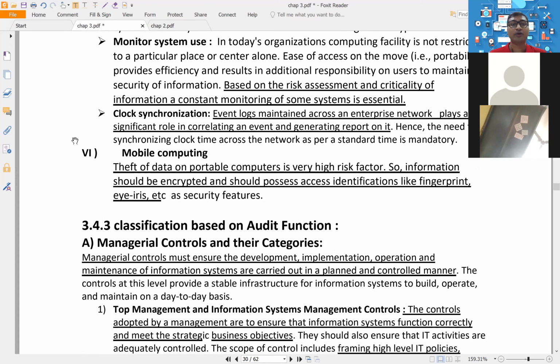Every system on the network should have the same timings, so we can relate the events which are occurring on the network. That is what is called clock synchronization. I have given you one example here also of the robbery. Before starting a robbery, all the people involved will match their watches, because they need to sync their actions, they need to relate the different events at the same time, so they will always sync their watches first. Okay. And finally, mobile computing.